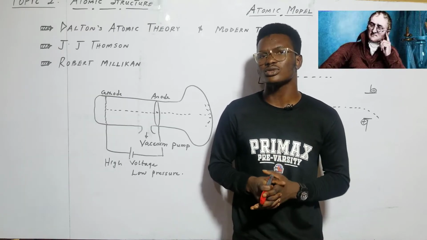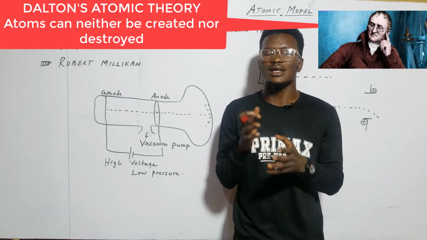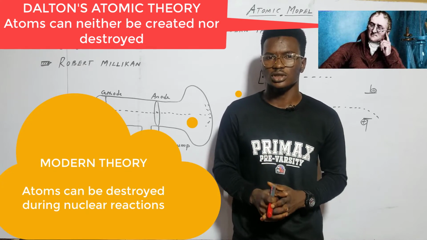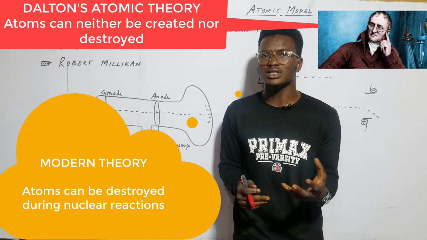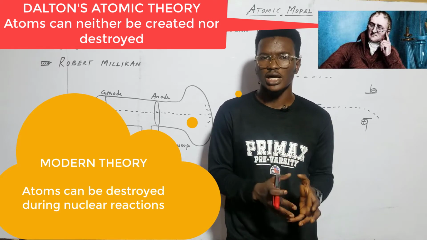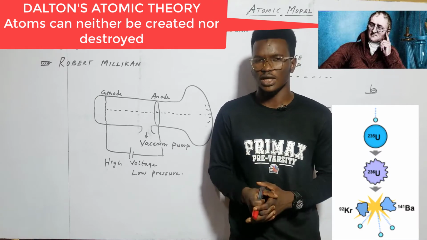Now, John Dalton also said that atoms can neither be created nor destroyed, but the discovery of nuclear chemistry told us that atoms can be created and they can be destroyed. You can destroy the nucleus of uranium to form other smaller parts of the atoms.